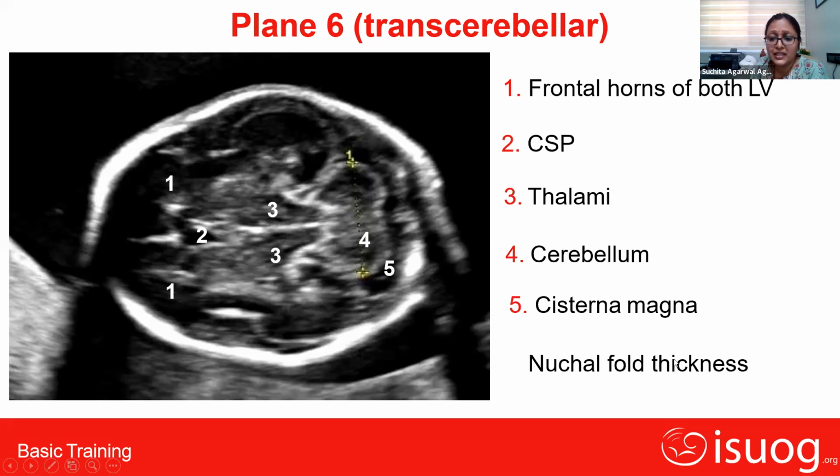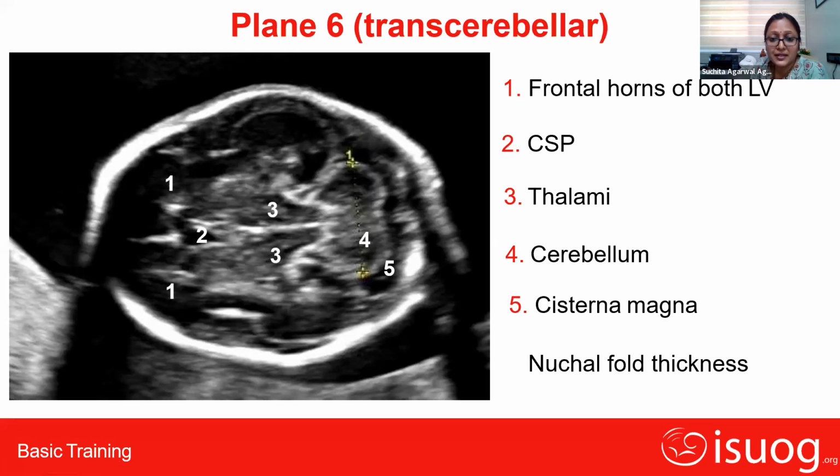If the nuchal fold thickness is more than 6 millimeter, then it comes under a high risk group. Also, if there are fetal infections, particularly toxoplasma and CMV, then the nuchal fold thickness may also increase. So again, I repeat, what do we see? We see the frontal horns, the thalamus, CSP, and the cerebellum. We measure the cerebellum from outer edge to outer edge. Then we look at the Cisterna Magna.